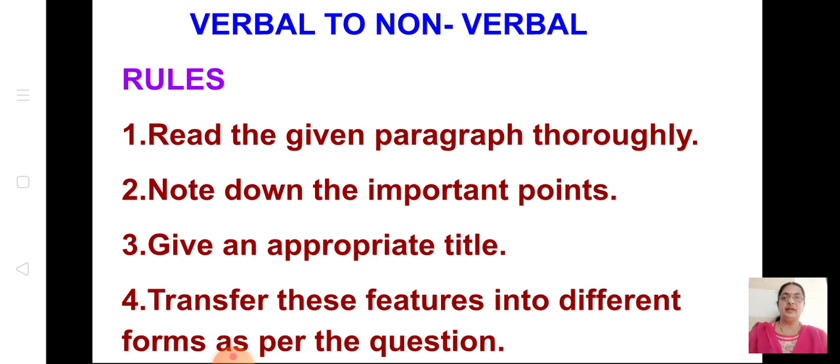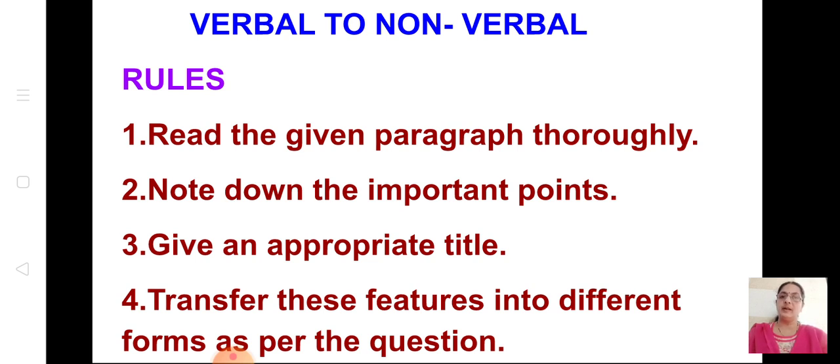Animals are classified into three types, like that if it is given. So what will be the subheading? Animal classification, like that you have to give the appropriate title. Then transfer these features into different forms as per the question.